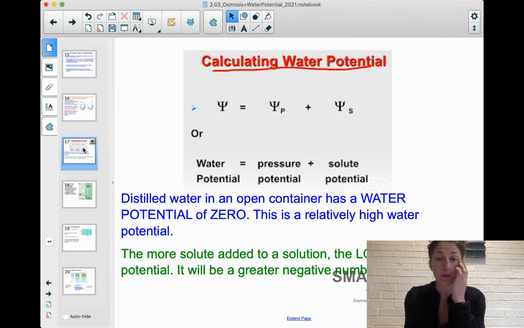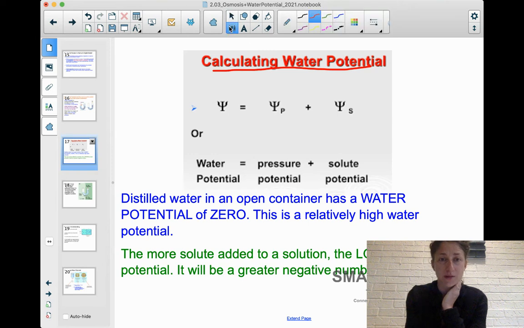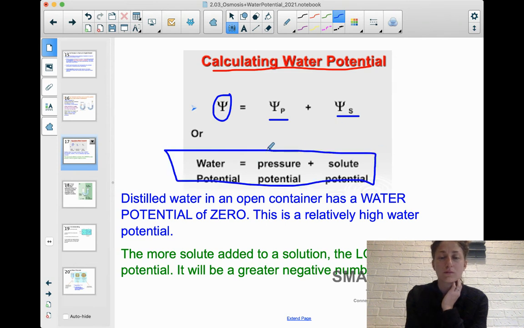So, how do we actually calculate water potential? The formula is water potential, which is represented by this psi right here. This is a Greek letter. Pressure potential plus solute potential. That's all it is. And it says this down here too. We have to calculate pressure potential and solute potential. Normally, you guys will be given pressure potential, but solute potential over here, we are going to calculate today.